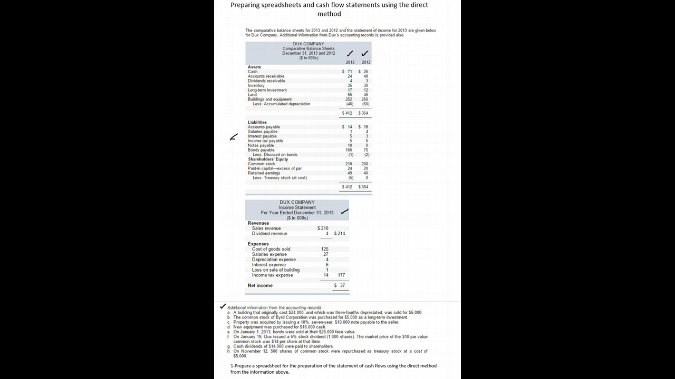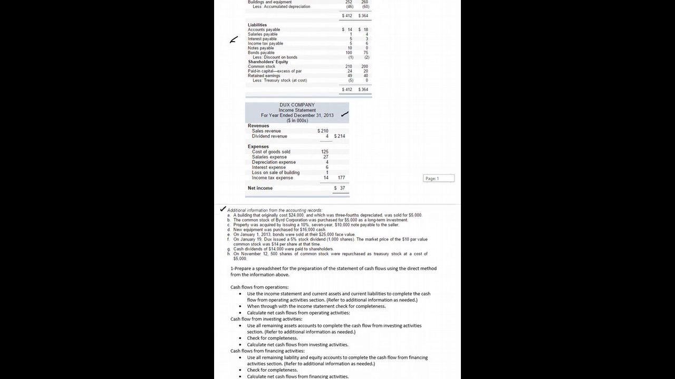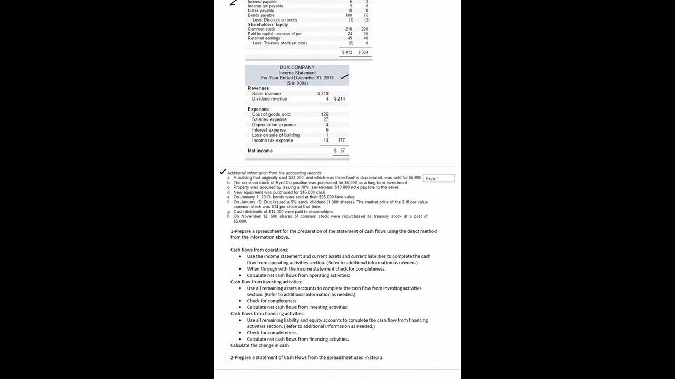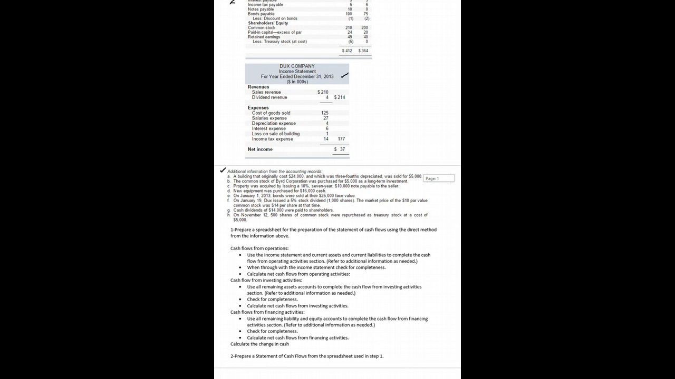Here's some instructions for preparing this statement of cash flows. Using the direct method on a spreadsheet, the first thing we need to do is prepare cash flows from operations, and we'll do that in our first video. And then we're going to do investing and financing activities in a separate video. It usually takes quite a bit of time to do cash flows from operating activities, so we don't want to get it too long.